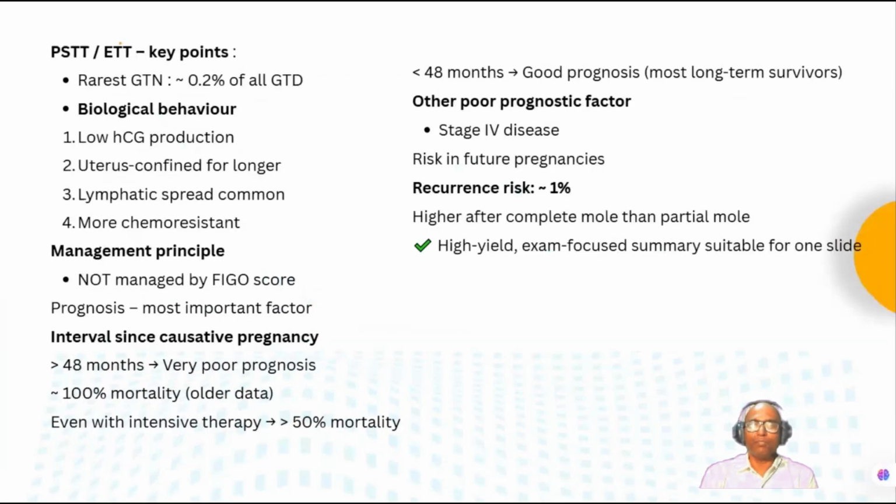Okay. So the same key points are explained here. These are the rarest of GTN, 0.2% of all GTD are PSTT and ETT. Biological behavior: generally these have low hCG production. They are confined to the uterus for a longer time. Lymphatic spread is common, and they are more chemo resistant.